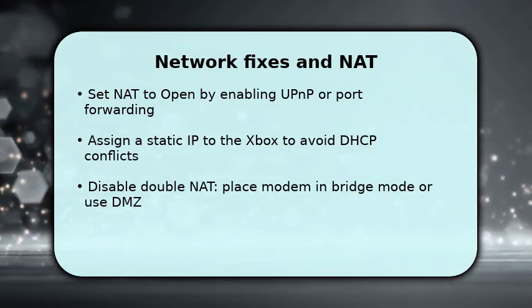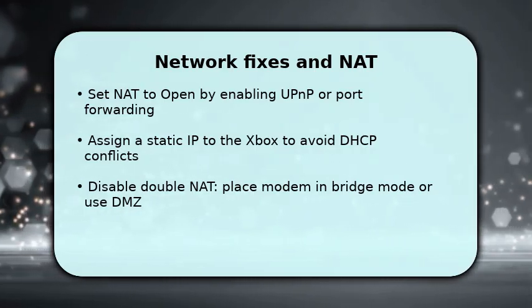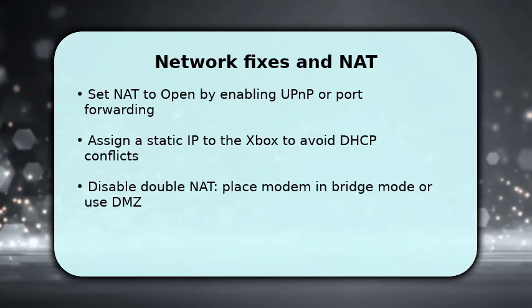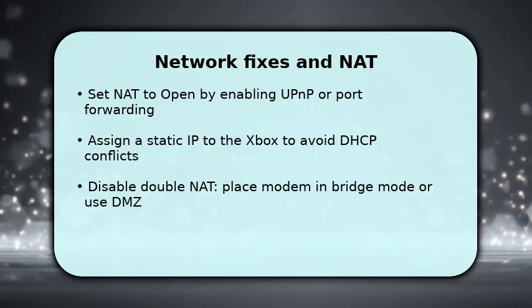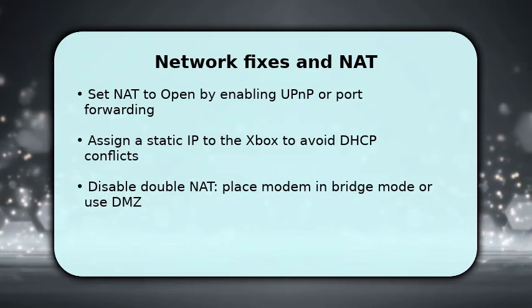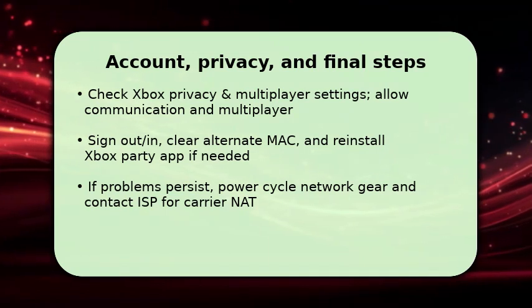Assign a static IP on the Xbox or reserve it in the router to prevent DHCP shifts that break port mappings. If you see two routers or a gateway plus router, eliminate double NAT by setting the modem to bridge mode or placing the Xbox in the DMZ. Finish by verifying account and privacy settings.